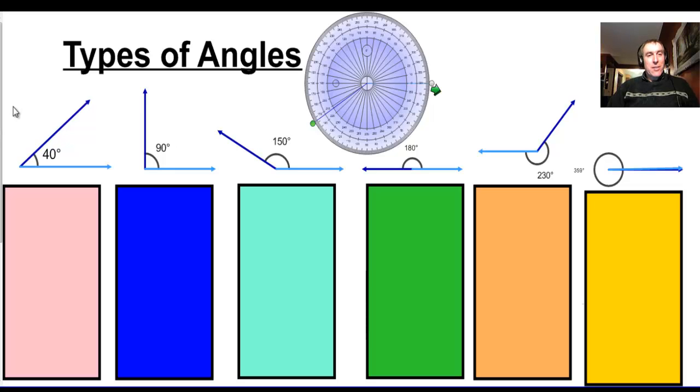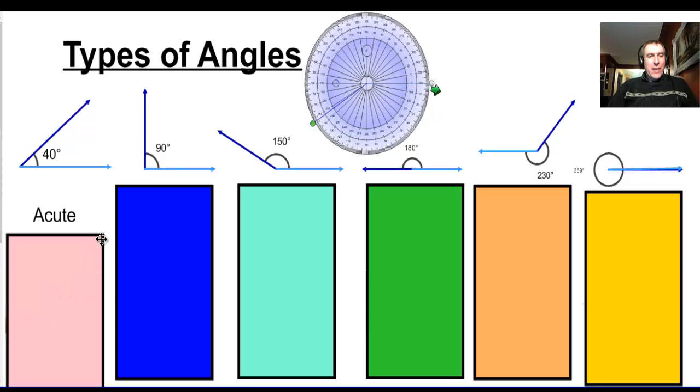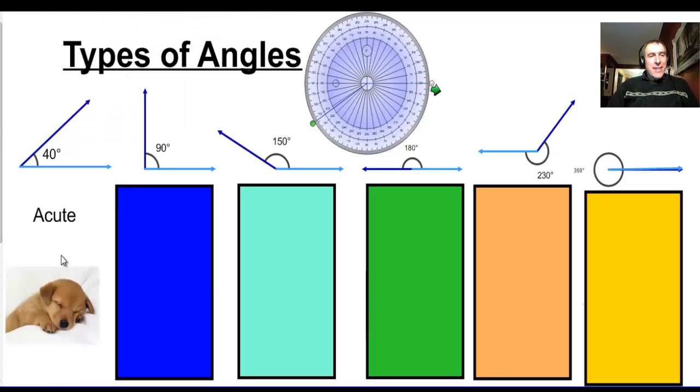This angle you can see is 40 degrees, but these little tiny angles, they're so little, so cute. We call them an acute angle. And yes, if they're an acute angle, how could you think of anything but a little puppy? So that is a cute little angle. So when you think of anything under 90 degrees, think of that cute little angle.